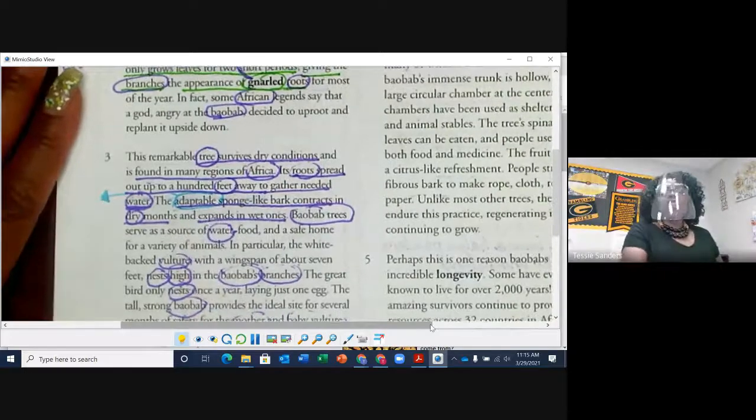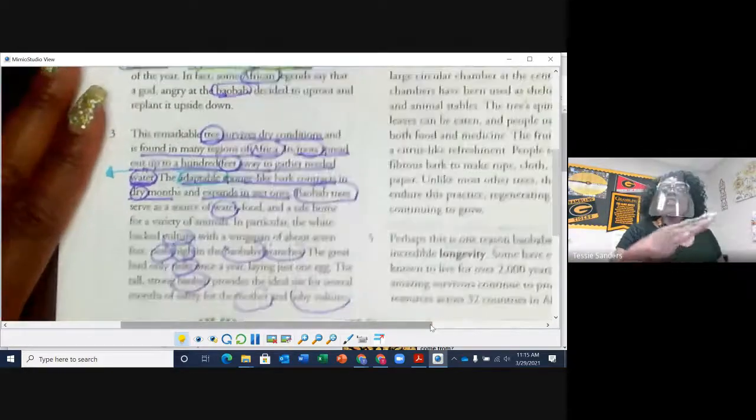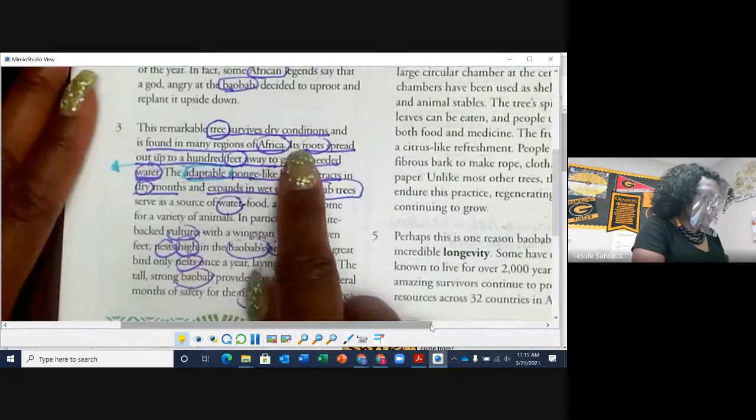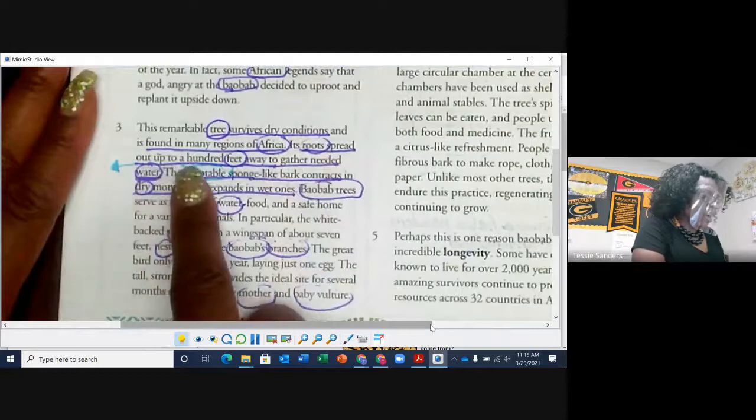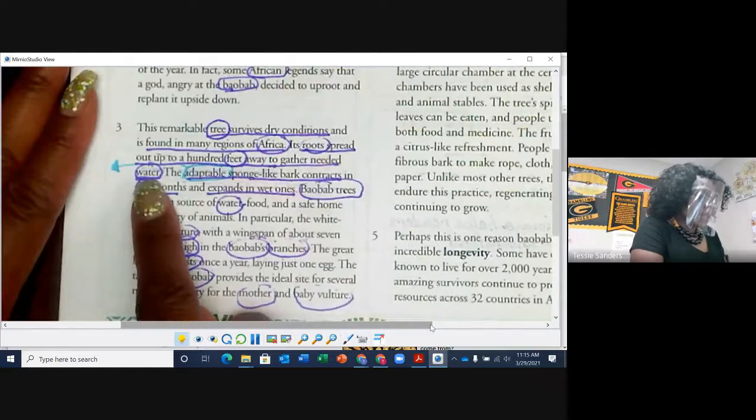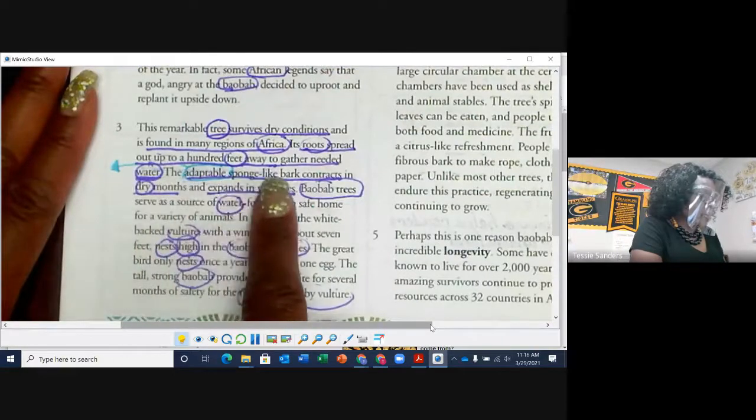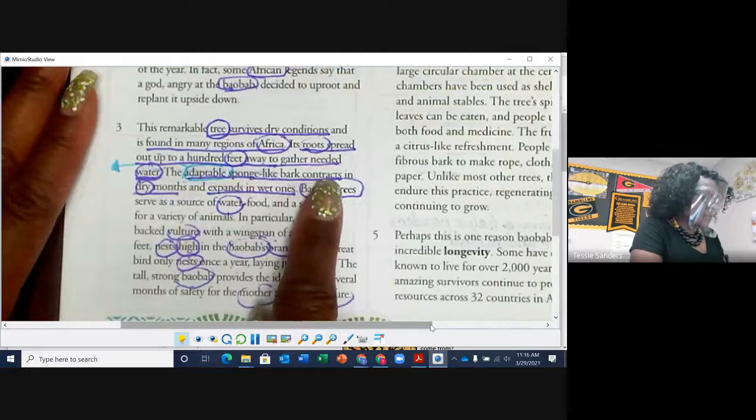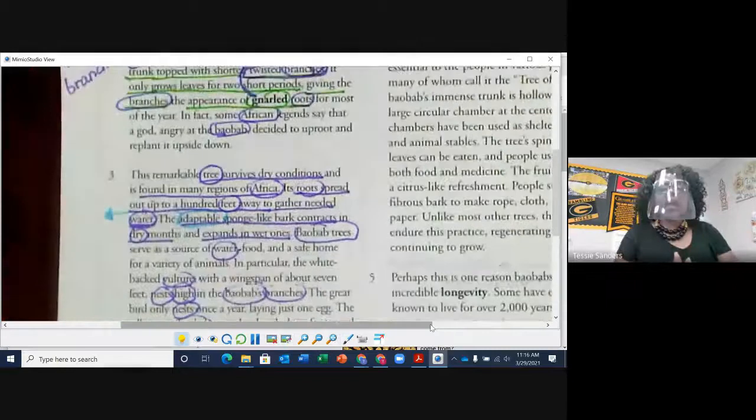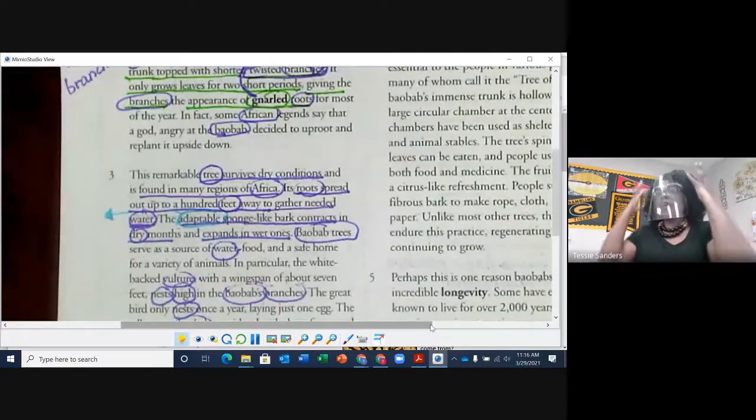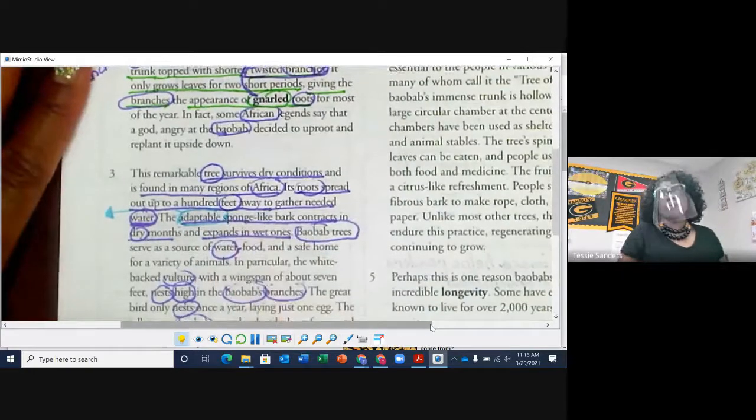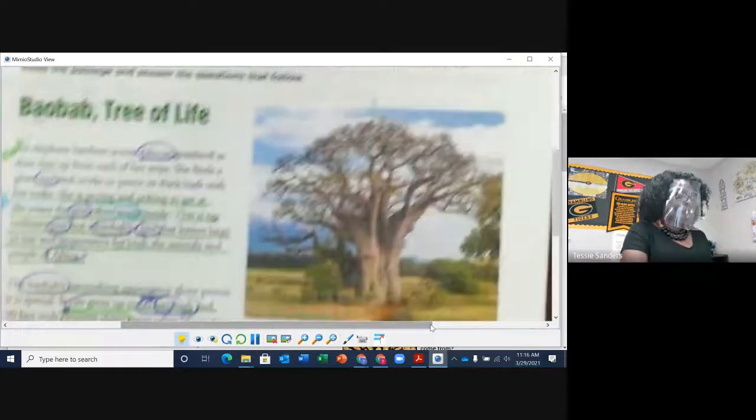Well, what the author is saying here is adaptable. Let's look at the sentence again. Its roots spread out up to 100 feet away to gather needed water. The adaptable sponge-like bark contracts in dry months and expands in wet months. Now stop. I'm going to give you a scenario. Think about a sponge. Sponge-like bark. Now we're talking about the bark on this tree.